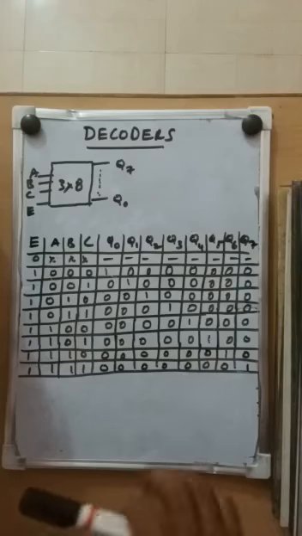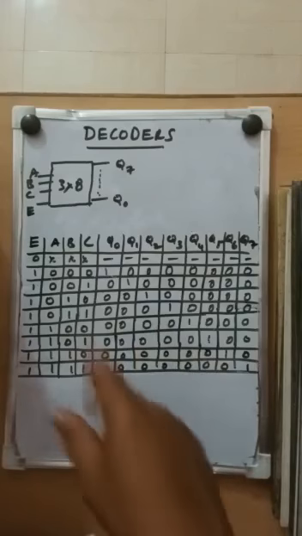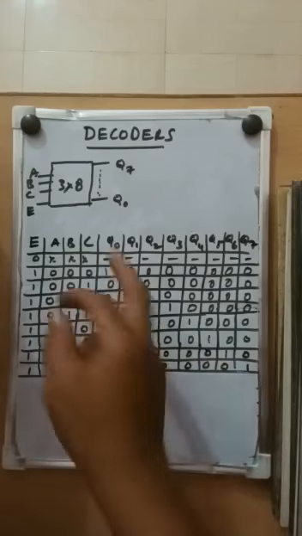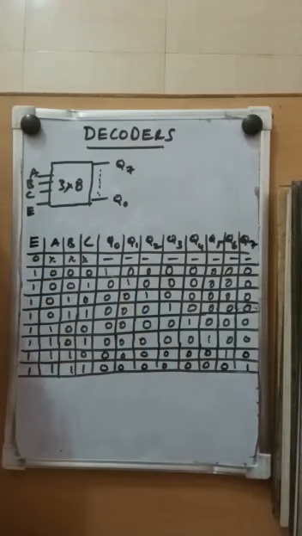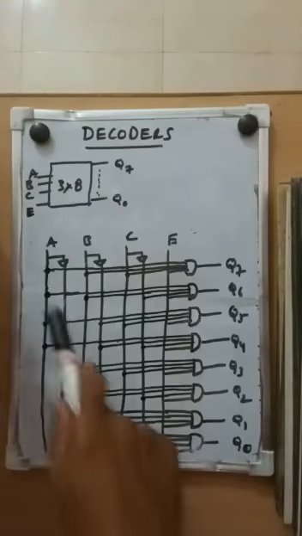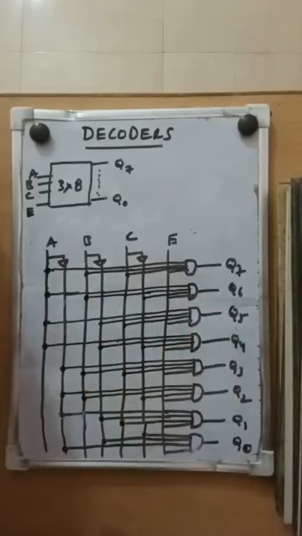This is the decoder's truth table. Based on that, we can draw the internal diagram of this black box, which will be as shown. This is the full circuit diagram of a 3x8 decoder.